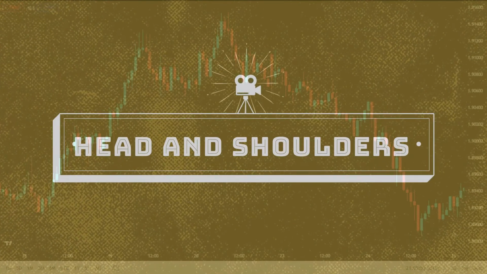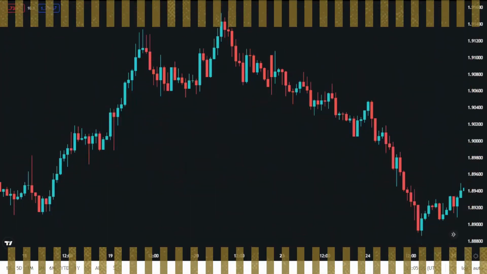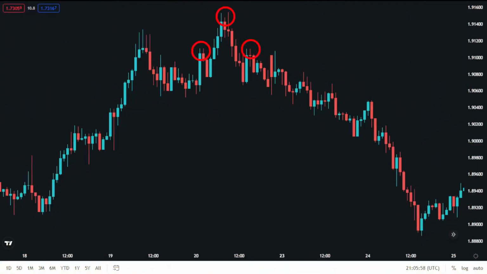Let's begin with the head and shoulders pattern. In the following chart we see 3 peaks. The center peak here, which is the highest, is called the head, and the 2 others form the shoulders. Now after these 3 peaks are identified, it's time to draw the neckline, which is basically a line that connects all the lowest points from each side of the head.